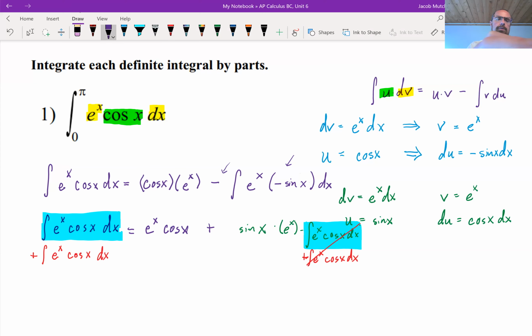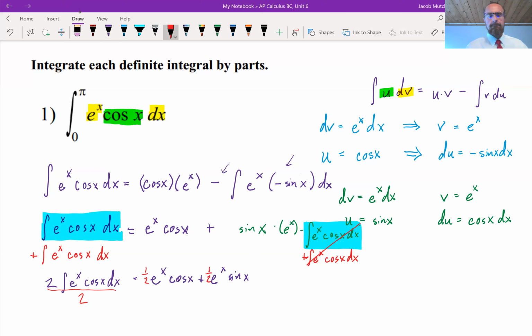And so as I add those, that's going to become 2 times the integration of e to the x cosine x dx. And then I've got left e to the x cosine x plus e to the x sine of x. And to finalize at least the indefinite integral here, I would divide by 2. And that I'm going to just let show up as a factor distributed of half there. So that completes the integration.